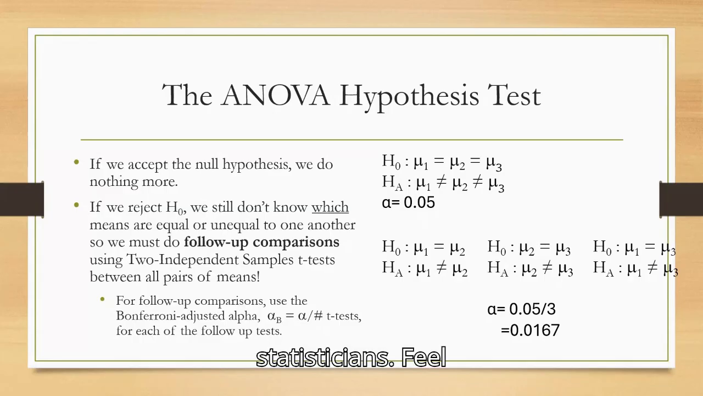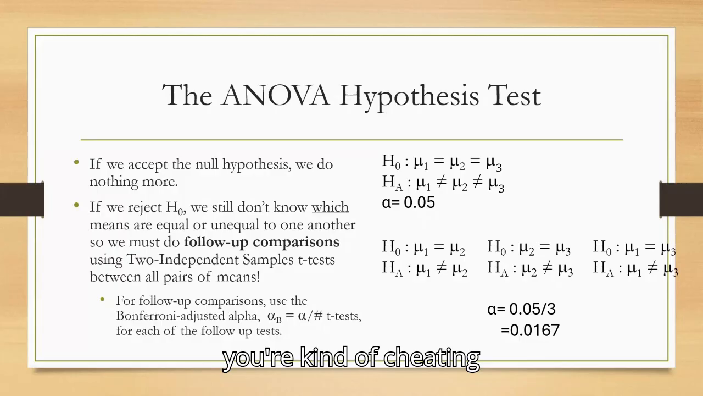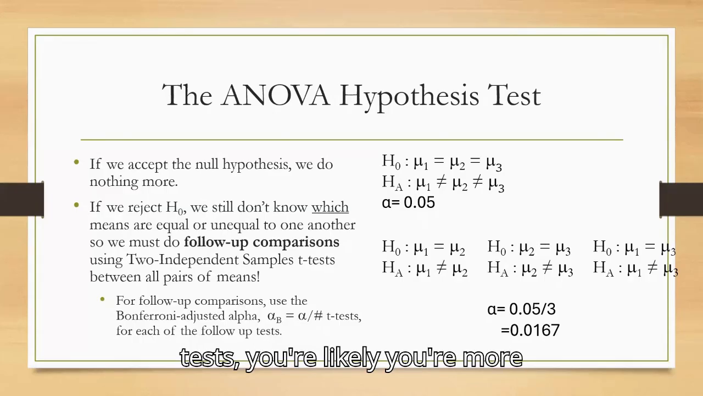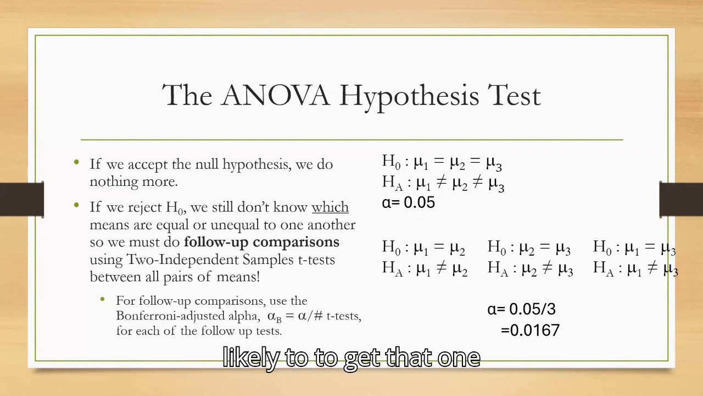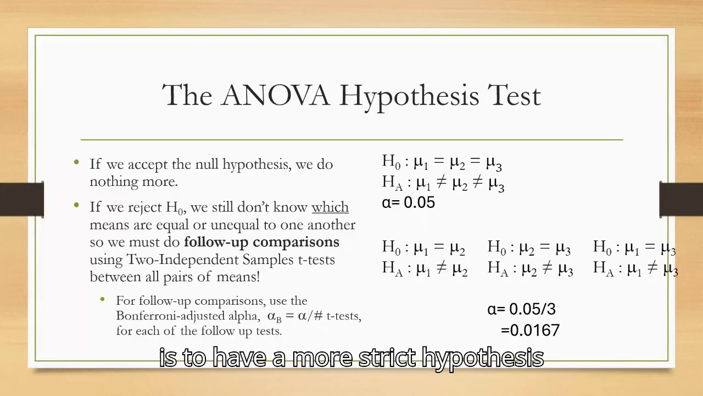All right, so statisticians feel like when you're testing multiple hypotheses on the same data, you're kind of cheating, because just by doing multiple tests, you're more likely to get that one time that it was an incorrect result, or an error.